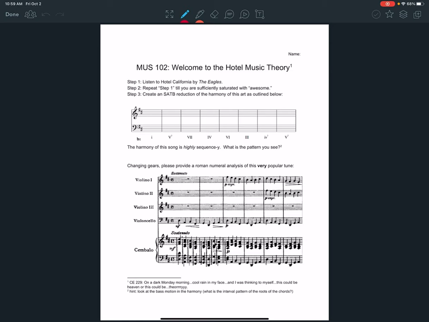This first one, welcome to the Hotel Music Theory. The first section is I want you to listen to the song Hotel California by the Eagles. You've probably heard it before. You should listen to it until you fully understand how awesome this song is, because it's pretty amazing. And then you're going to create an SATB reduction of the harmony.